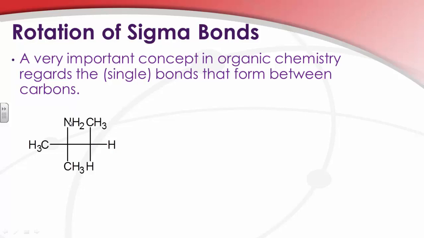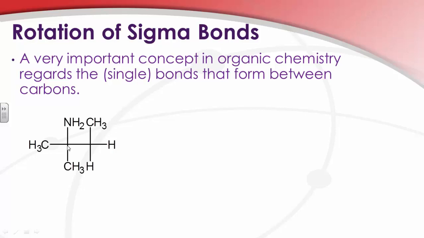And we can note here our different substituents around these 2 carbons that aren't shown here. We've got an amine functionality, 2 methyl groups, hydrogens here, and another methyl group. One thing we need to realize is that this single bond allows for rotation with very little energy. It'll resist rotation, but not very much.